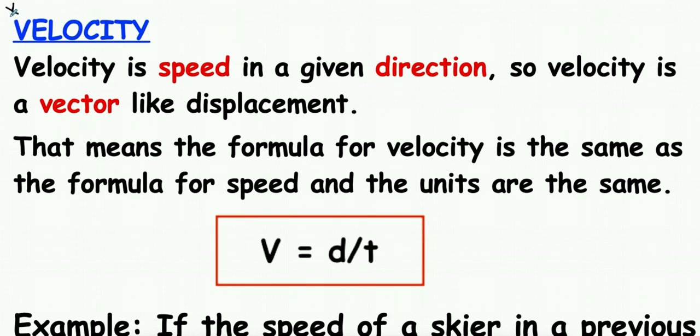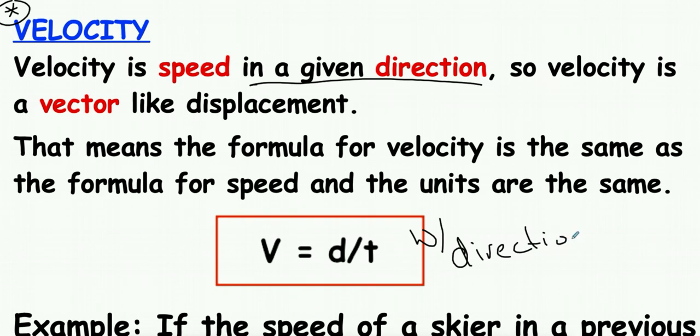So velocity, we talked about this a little bit. Velocity here is distance over time, which we saw before, but it's in a given direction. So we need a direction here. So that would be like your positive or negative, forward or backwards, something like that.